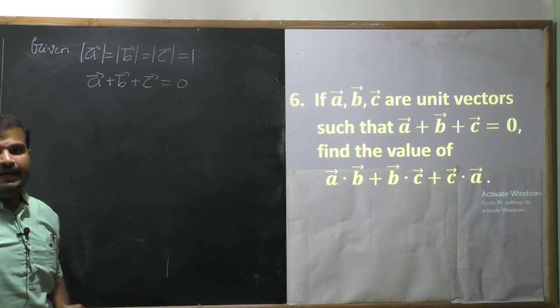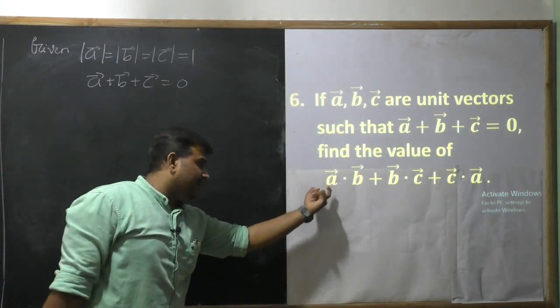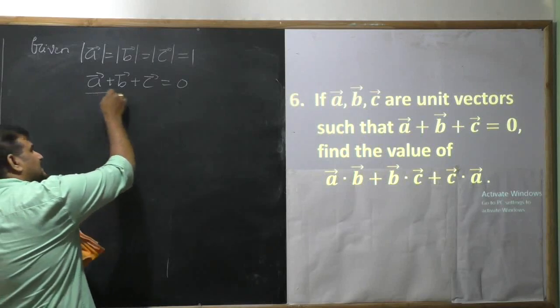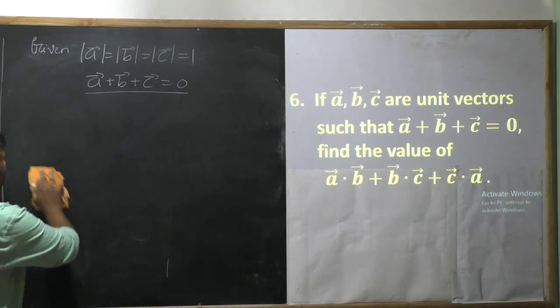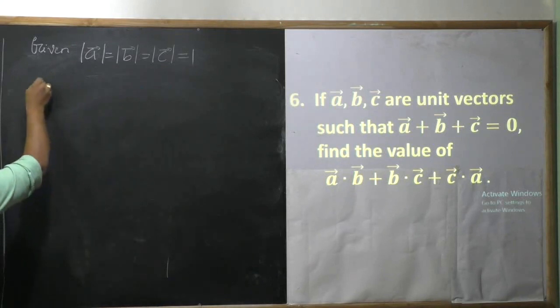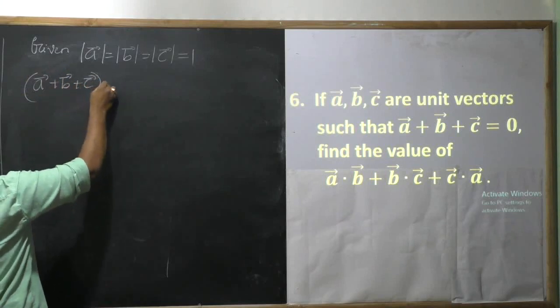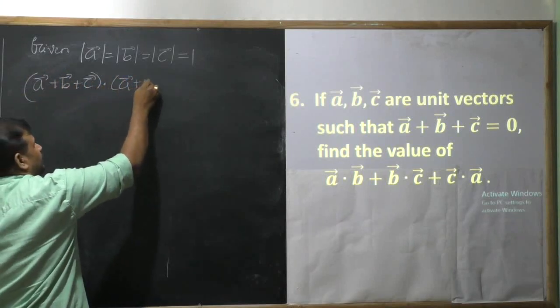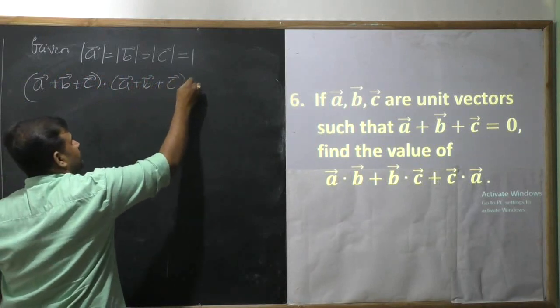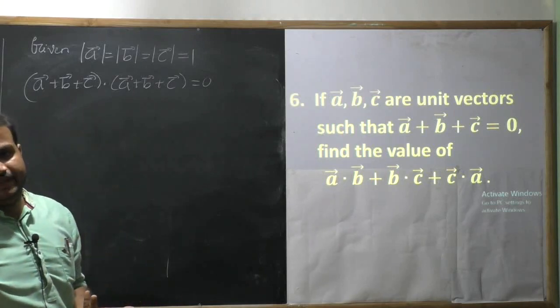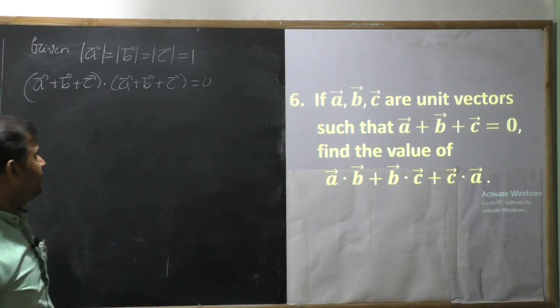These are the two conditions. By using these two conditions, we have to find the value of A dot B plus B dot C plus C dot A. Since this is a 0 vector, clearly vector A plus vector B plus vector C dot vector A plus vector B plus vector C is equal to 0. If A plus B plus C is equal to 0, then the dot product with itself, the dot product of a 0 vector, is 0.